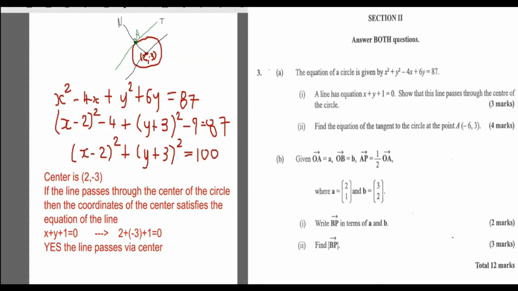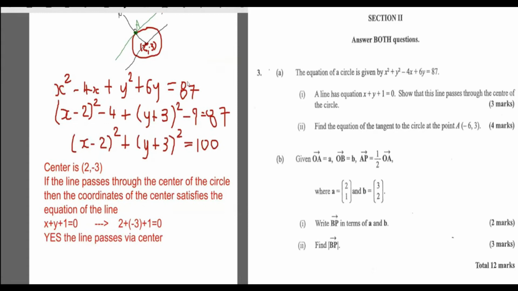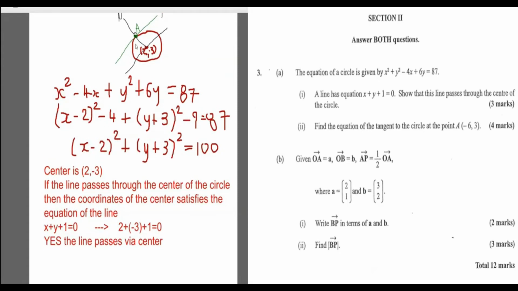First, we need to find the gradient of the normal. The gradient of the normal is equal to y2 minus y1 over x2 minus x1. The y value at A is 3, and the y value at the center is negative 3, so it's 3 minus negative 3, over the x values, which is minus 6 minus x1.